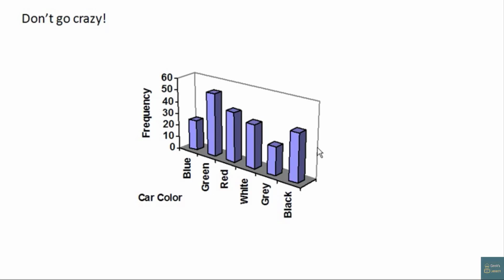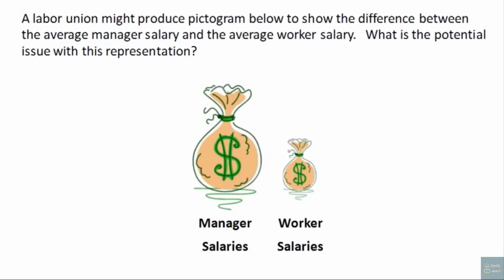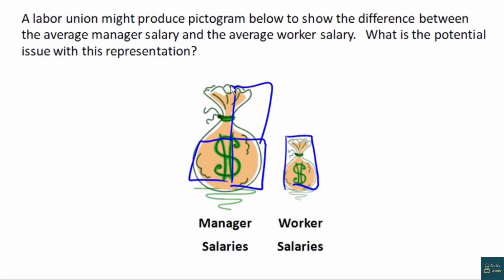Now here's another situation. So suppose a labor union produces this graphic designed to show the difference between the average manager salary and the average worker salary. Now, if I was to look at this, I'd say, okay, if I was to imagine this as the worker salary, then let's see here, wow, this one's like 4 of those. And so if I was to look at this, I might think that, wow, those manager salaries are 4 times bigger than the worker salaries.